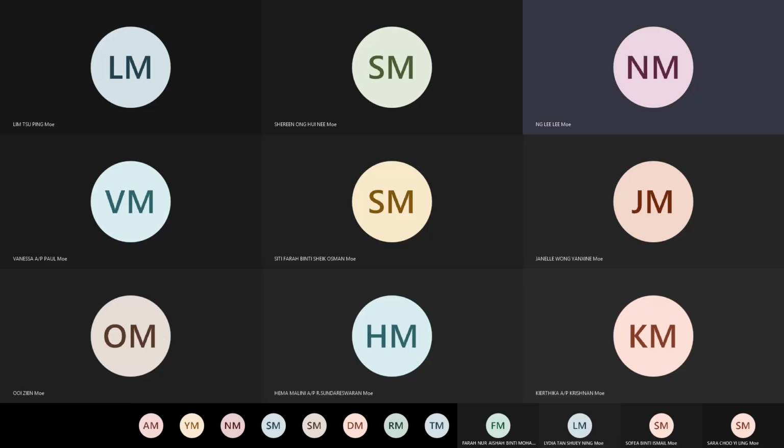Okay, if you have your textbook, turn to page 34. Wait, I have to share first. Okay, can you see my screen?